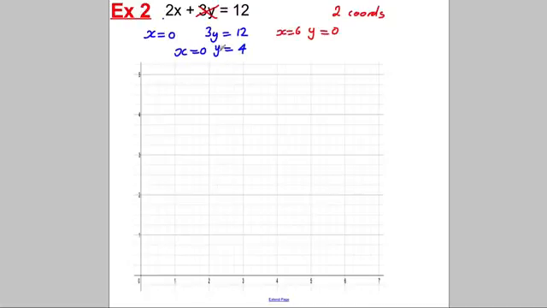And we can now plot that. So x is 0, 0 across with 4 up, there we go, and 6 across with 0 up, there we go. And there's our straight line between those two. So all you need is 2 pairs of coordinates to draw a straight line. So they're the 2 cases.